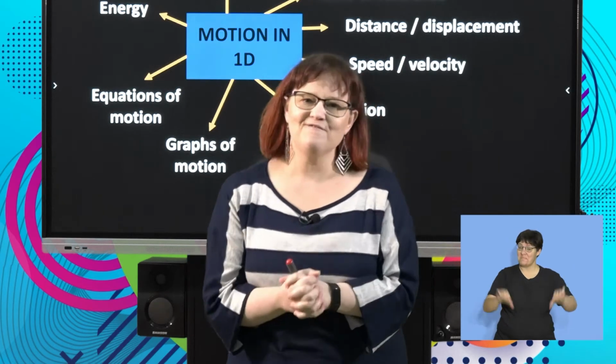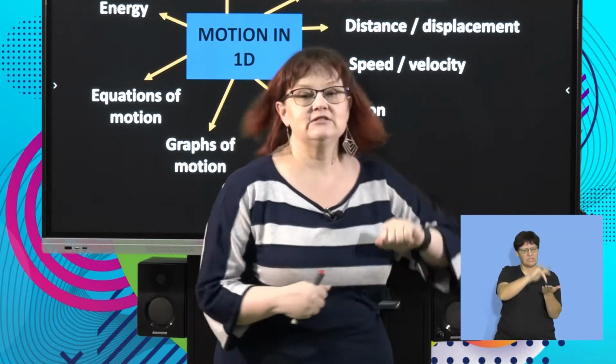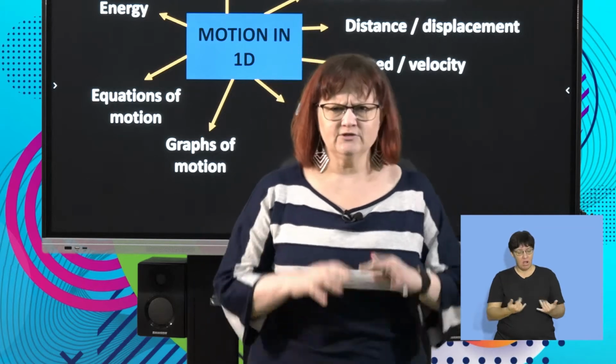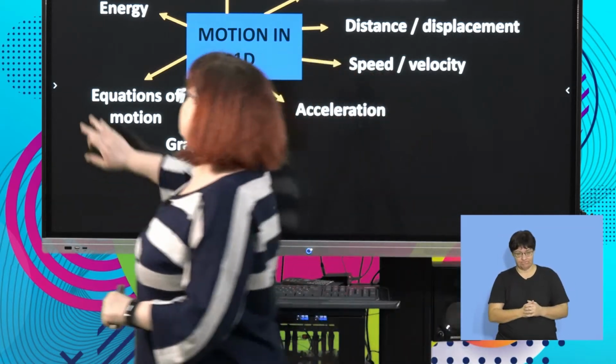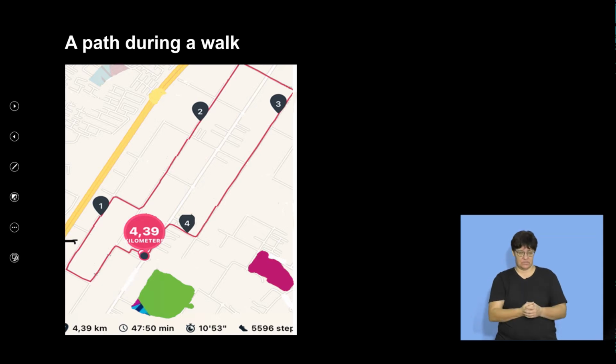Welcome back, everyone. We're still busy looking at position and frames of reference, and distance and displacement, but let's look at that in a little more detail now, okay? So let's really get into the nitty-gritty. Here we go. We're going to consider someone's path during a walk. A friend of mine did a walk, and she sent me the distance thingy that her fitness tracker gave her. So here we go. This is the walk.